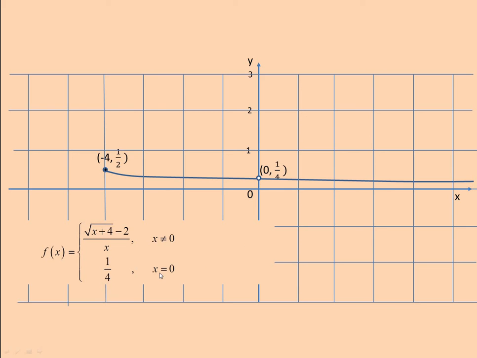Is it clear? So what will happen when you take the function value when x is 0, it is 1 by 4. Now you see the discontinuity is removed. See once again, when I define the function to be 1 by 4 when x is 0, this is filled up and the discontinuity is removed. Understood it?